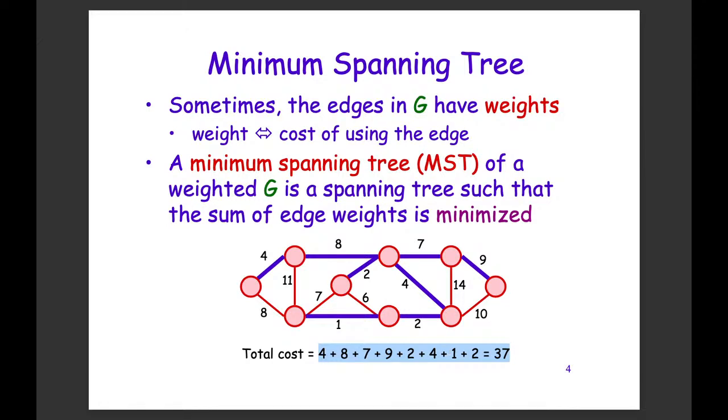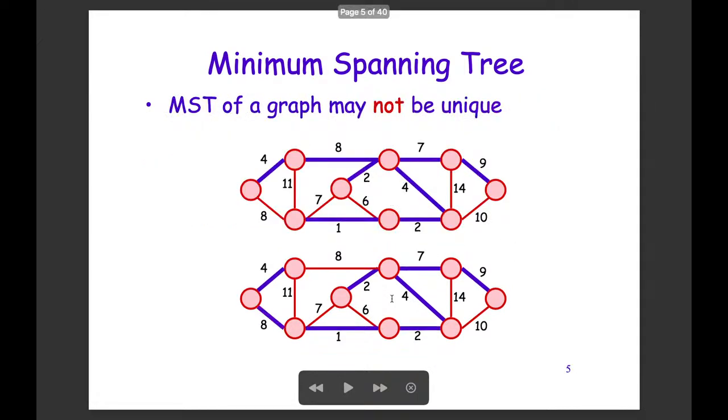The minimum spanning tree problem is to find a minimum weight spanning tree. Notice that in the previous example, it adds up to 37, and it is indeed the minimum possible weight. But it may not be the only solution. For instance, if we do not use this edge, but replace it by this edge, after the replacement the graph is still connected, and the total cost is still 37. So in such a case, there could be more than one solution for a minimum spanning tree problem.